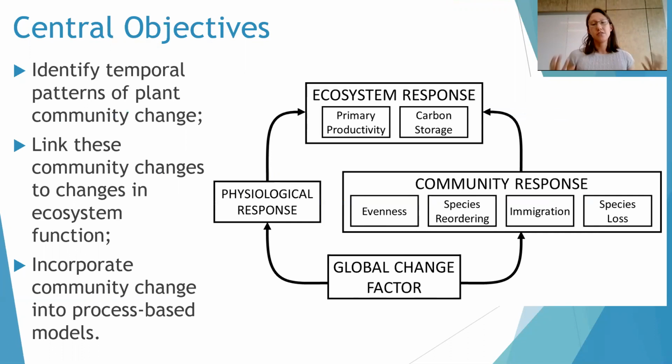And altogether, these physiological and community responses can scale up to impact ecosystem responses, so things such as primary productivity or carbon storage. And so our main objectives are to first identify how global change factors are impacting plant communities, and then link these community changes into ecosystem functions, and finally incorporate community change into big process-based models.